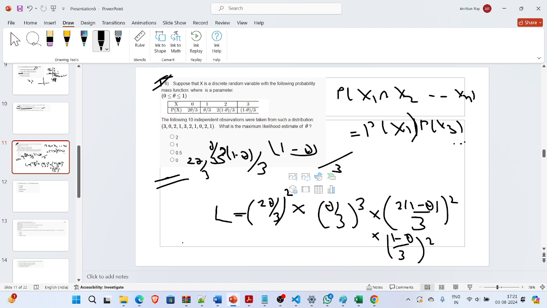So you have to maximize. Before that you need to take the logarithm of this, and from here you can do it. Nothing difficult. Does anybody have any problem? No problem, right? You can do it.